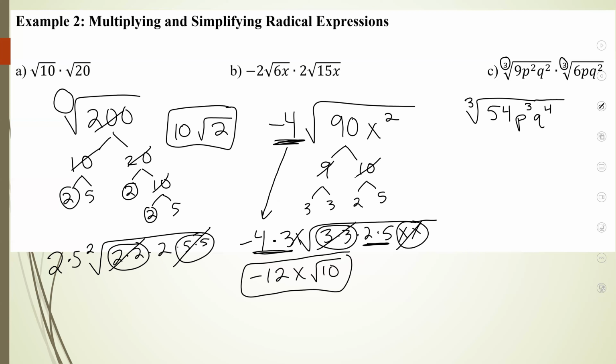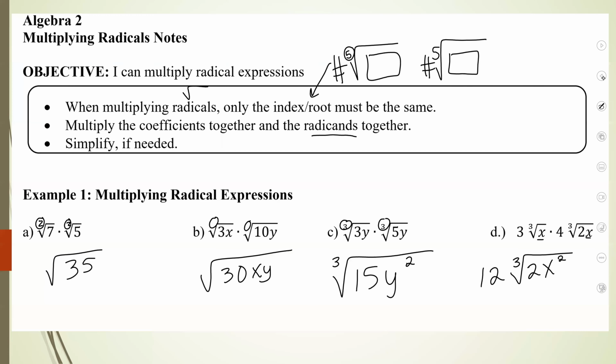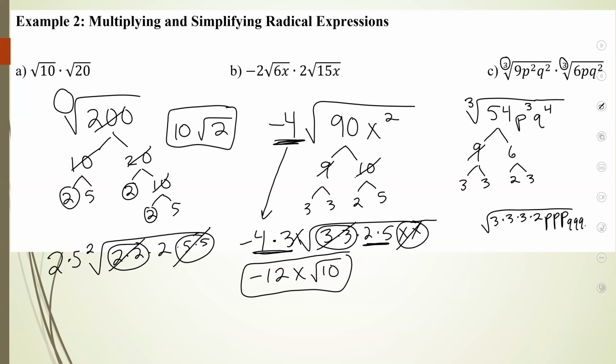Okay, so let's simplify this. Can y'all give me two numbers that give me 54? Good, 9 and 6. And then this can be 3 times 3. 6 can be broken down into 2 and 3. Okay, so I'm going to have 3 times 3 times 3 times 2. How many P's? 3 P's. 4 Q's. Uh-oh. 4 Q's. Okay.